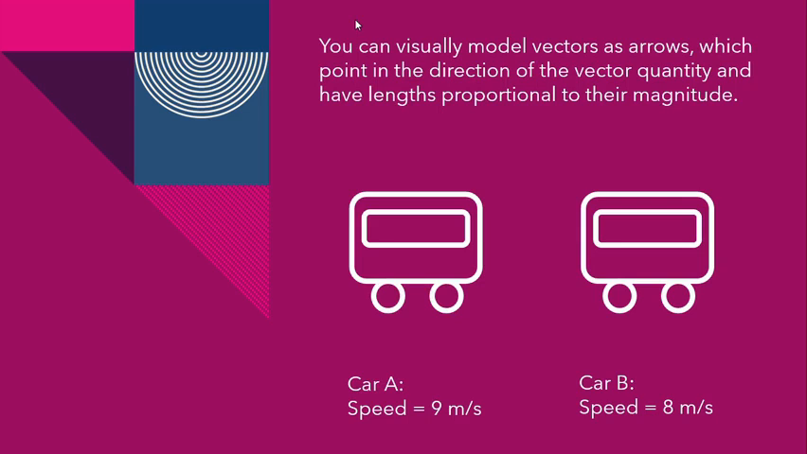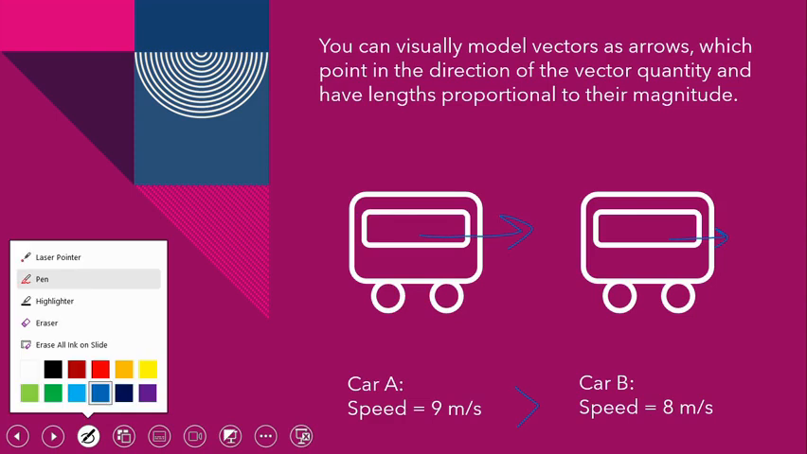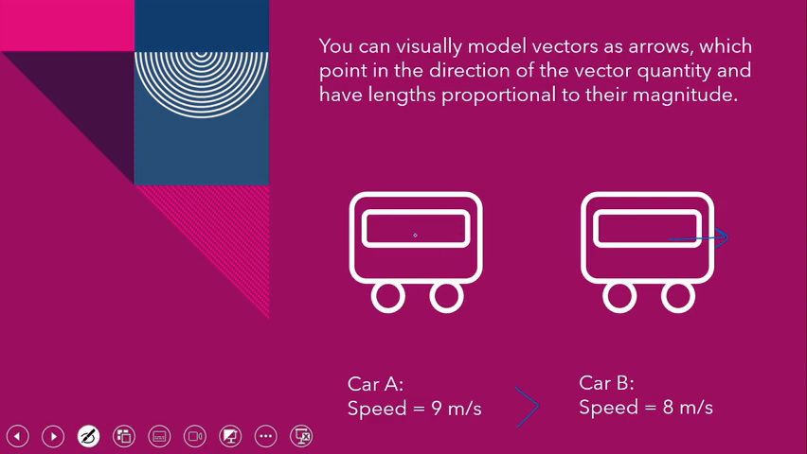For example, car A's speed is bigger than that of car B's, so its arrow would always be bigger than car B's. However, if we say, for example, car A was going in the negative direction, or left, its arrow would be pointing in the opposite direction of car B's, like so. Alright, let's do some problems now.